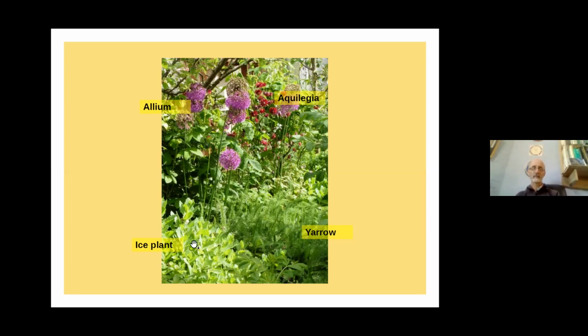And then ice plant, which has a really tasty, juicy leaf, which is then followed in the autumn by very showy pink or white flowers.